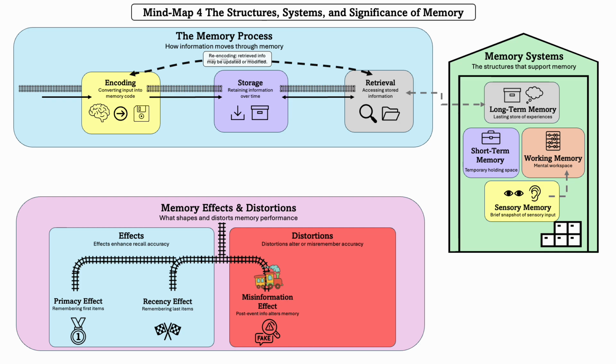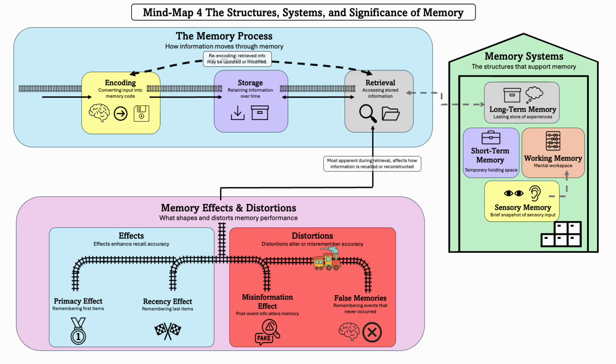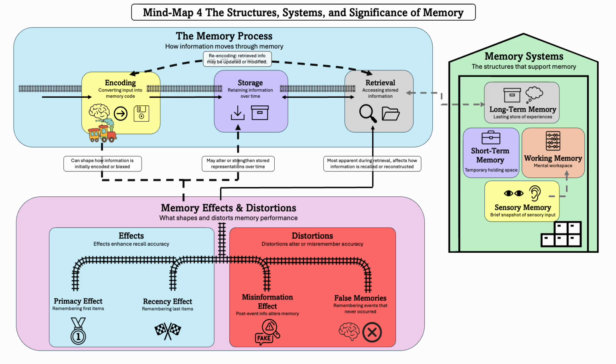The misinformation effect, shown by the fake news icon, occurs when post-event details alter what we recall. False memories, represented by the brain and X, are recollections of events that never happened, our brain's creative reconstruction. These influences are most apparent during retrieval when memories are pieced together, but they can also bias and reshape storage over time, as shown by the solid and dashed feedback arrows.